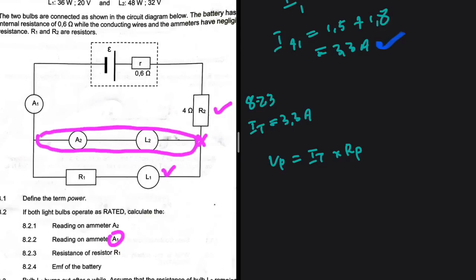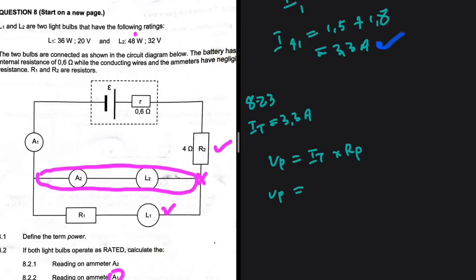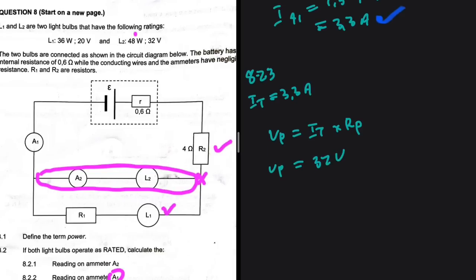right? Because think about it, we say that in series there's different potential differences, right? That's in series, but in parallel the potential difference is the same and the current differs. So VP can also be equals to the voltage that is dissipated by L2. It is equals to 32 volts, right? So the voltage across this path, let's call this path X, and the voltage dissipated across the path Y, they should be the same, right?